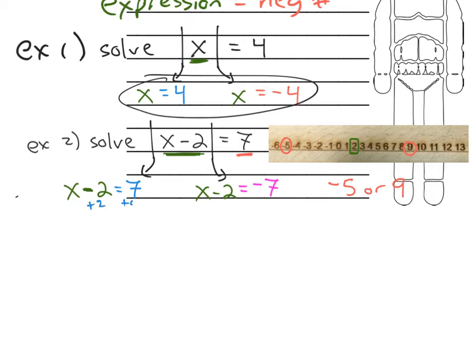Add 2 to both sides, you get x equals 9. Over here on this one, add 2 to both sides, and you get not 9, not -9, -5. So it's not always going to be the same numbers, just opposites. You actually have to do some algebra to figure it out. And there's that -5 that matches the other answer that we got on our number line.